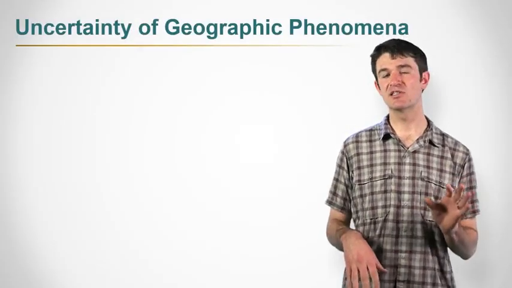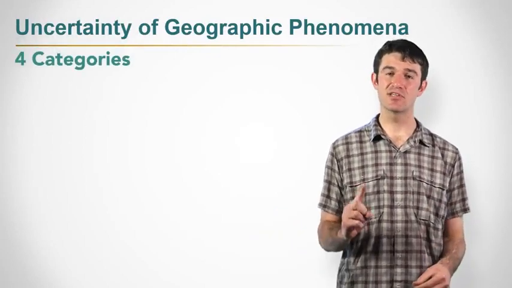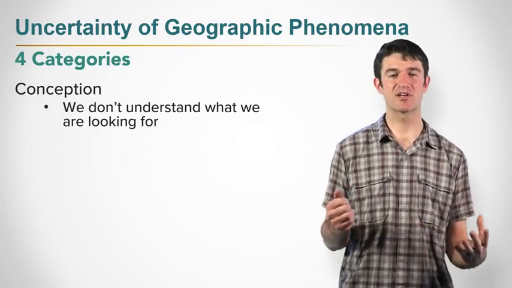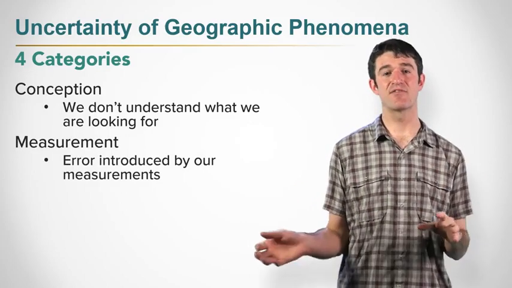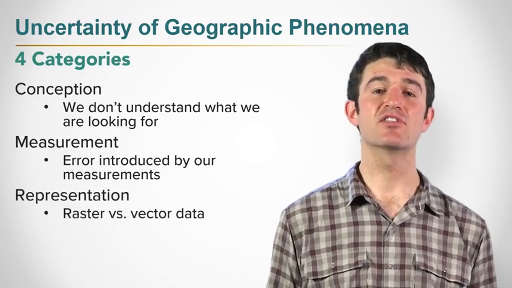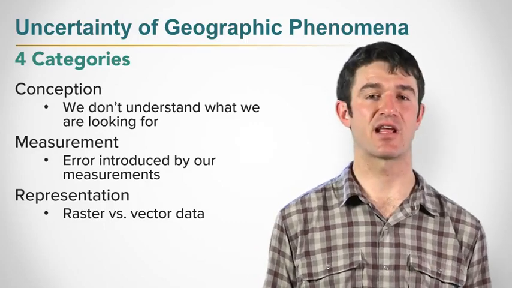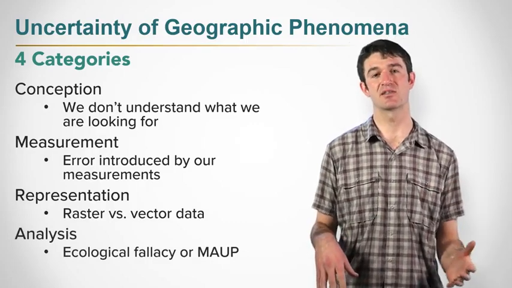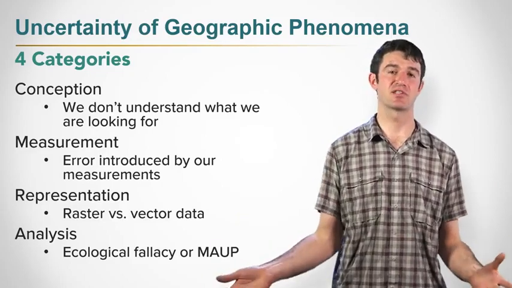When we talk about uncertainty of geographic phenomena, we can group them broadly into four categories. First, we have uncertainty in our conception of the phenomenon we're measuring. Maybe we don't clearly understand what we're looking for yet. Second, we have uncertainty in measurement itself, such as error introduced by our instruments. Third, we have uncertainty introduced by our choice of how to represent the data, such as using raster or vector data. And last, we have uncertainty introduced by our choice in our analysis, such as using available data at a different scale to represent our items of interest.